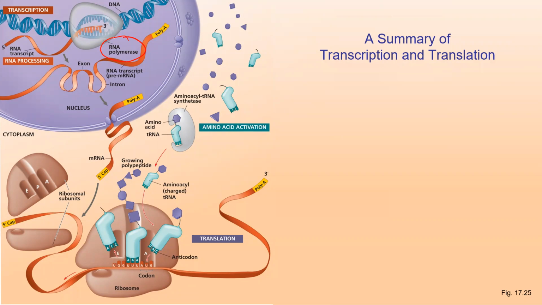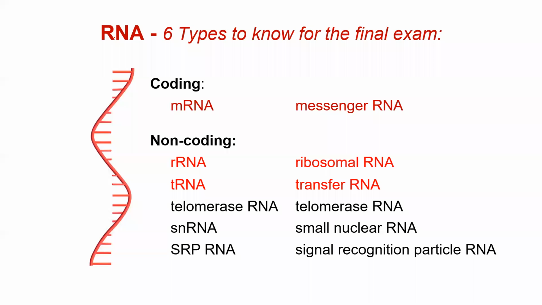It goes out through the nuclear pore. It finds a ribosome. The ribosome assembles and brings in the transfer RNA and eventually makes a polypeptide chain. So that's transcription and translation. Like I said, make sure you are able to explain those for the final exam, and explain the processes, the steps in the processes.